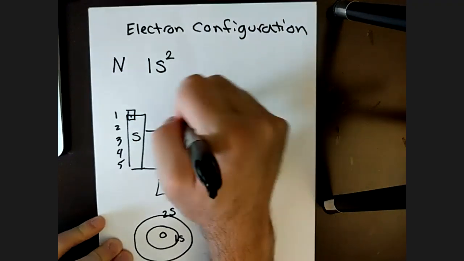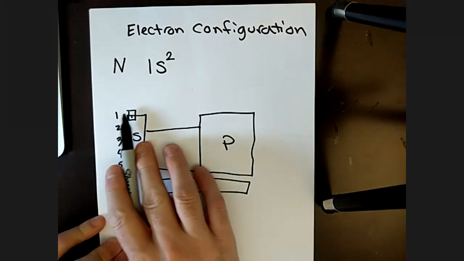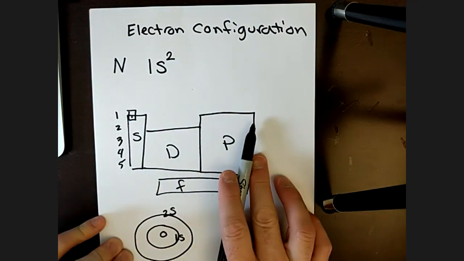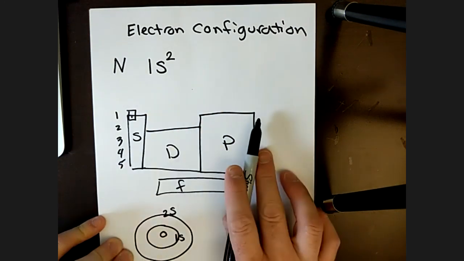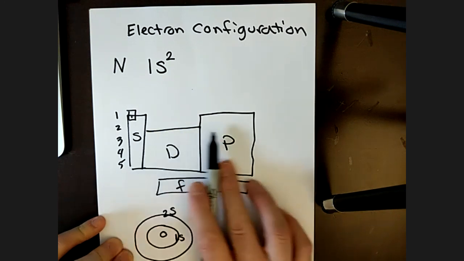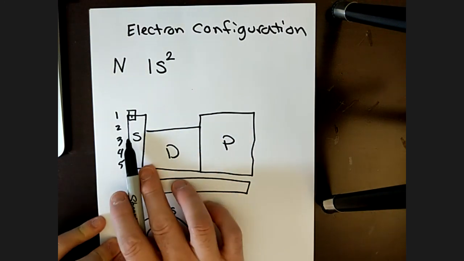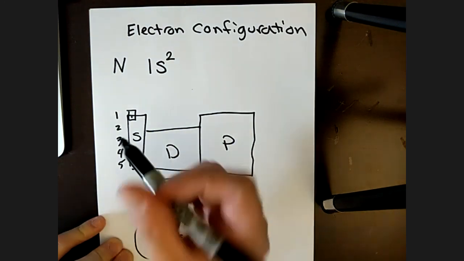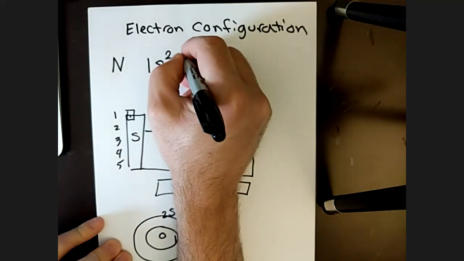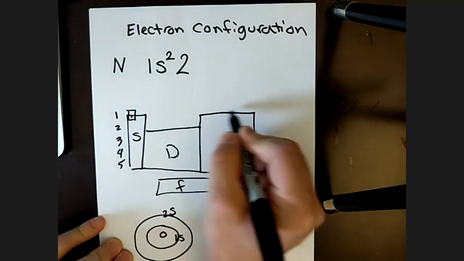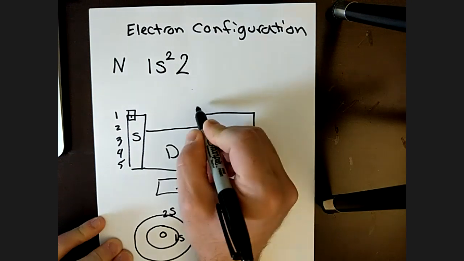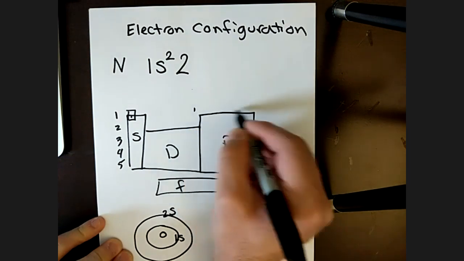When we do electron configuration, we're just reading the periodic table left to right, just like you would sentences on a page. When you get to the end of the sentence, you start the next sentence. There is no p orbital in the first energy level, so the first energy level is over here and it's full.